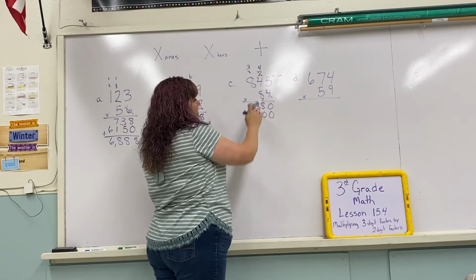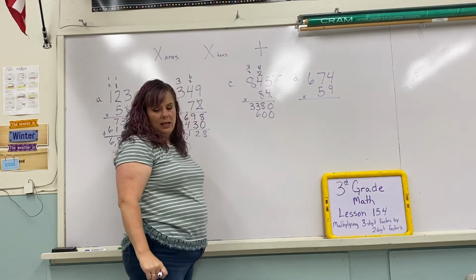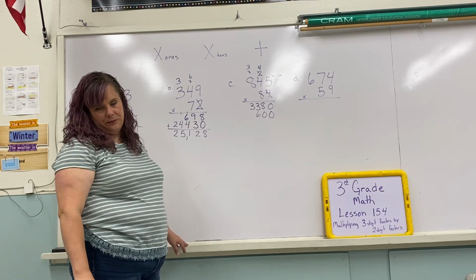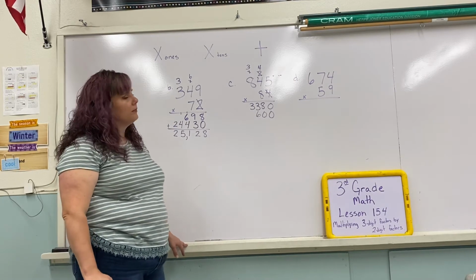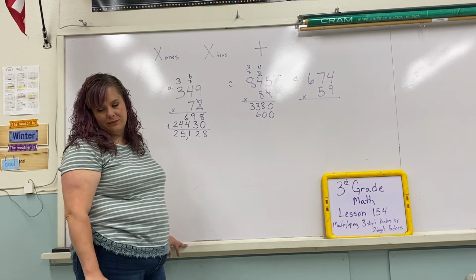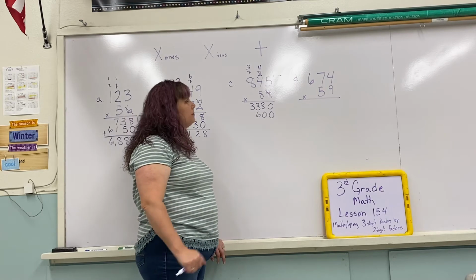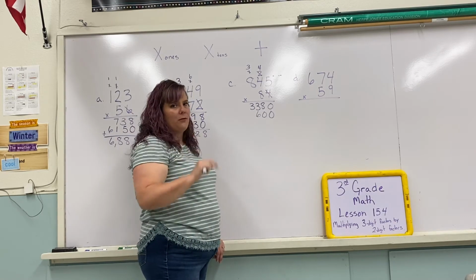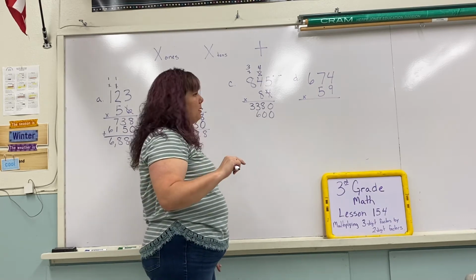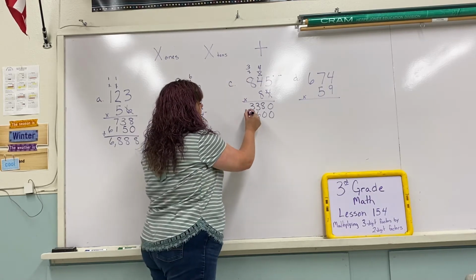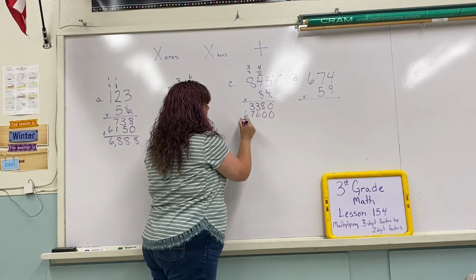Now we've got 8 times 8. I hope you got 64. 8 times 8 is 64. That's one of those ones I always have a hard time remembering. 64 plus 3 is 67.